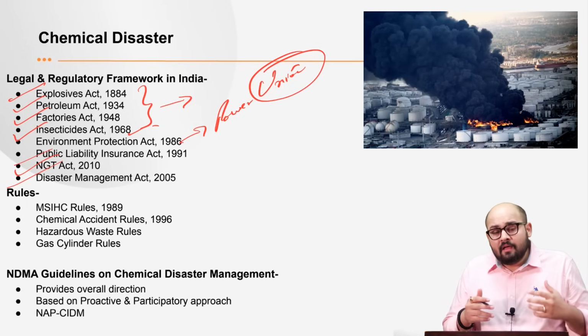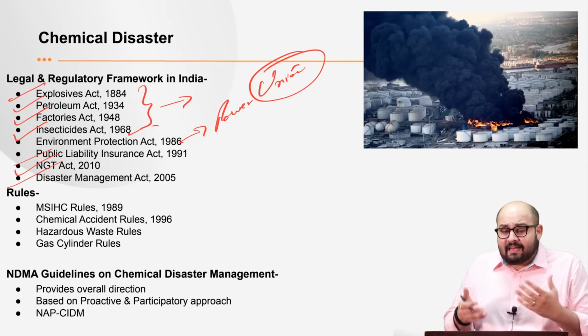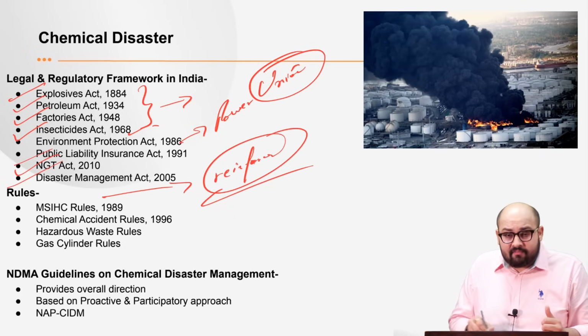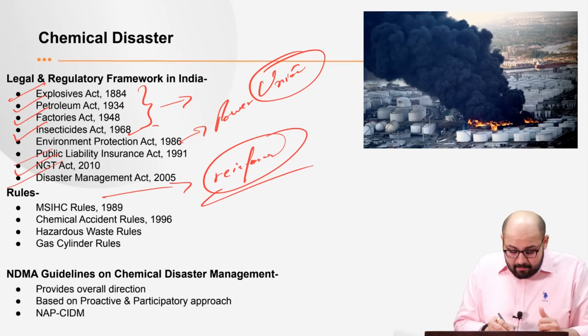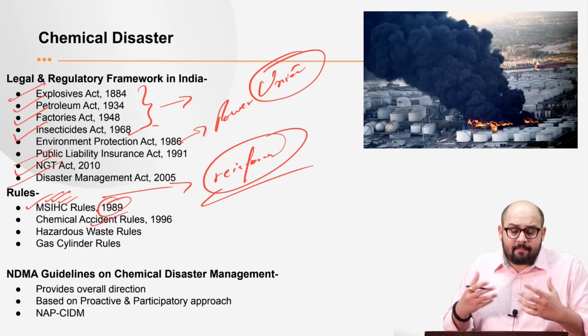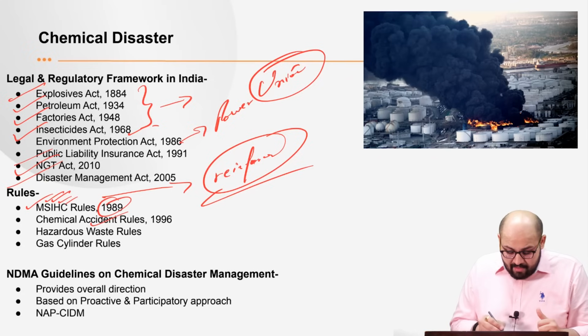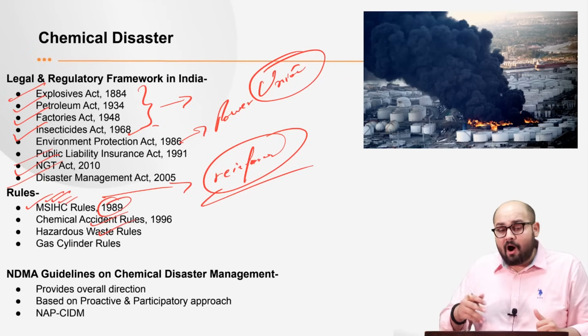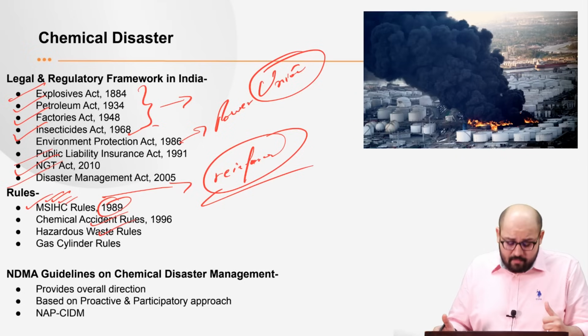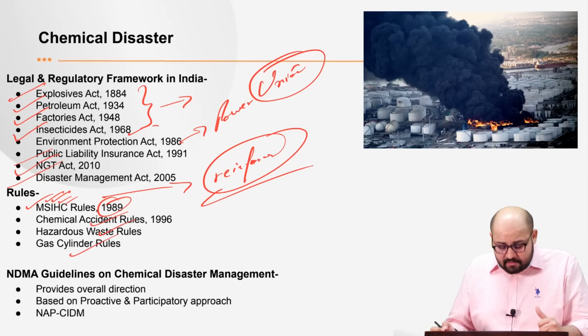Now, why are there rules in addition? So that they can reinforce the legal framework, right? So we have the Manufacture, Storage and Import of Hazardous Chemicals Rules of 1989. Then we have the Chemical Accident Rules in order to deal with chemical disasters rapidly. Then we have the Hazardous Waste Rules, on how the storage and transportation have to be done for hazardous waste. Then we have the Gas Cylinder Rules.